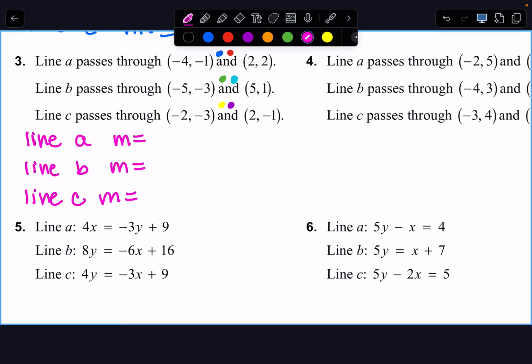I just want the slope. y2 minus y1 over x2 minus x1. Why aren't you finding it? Okay, we have this one. Use that one.